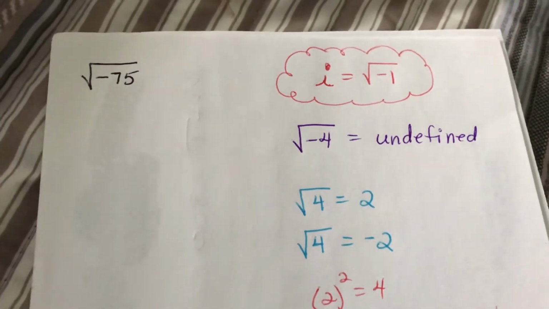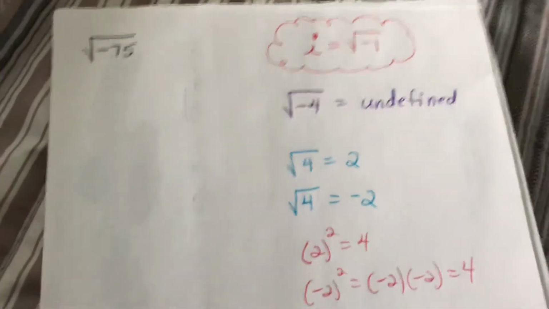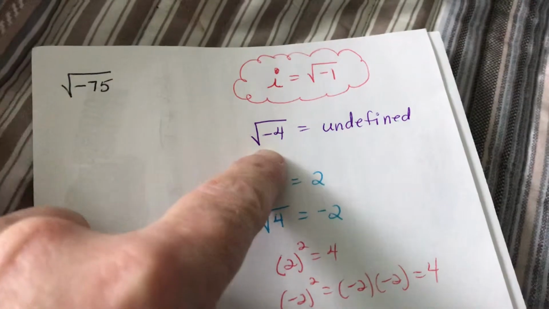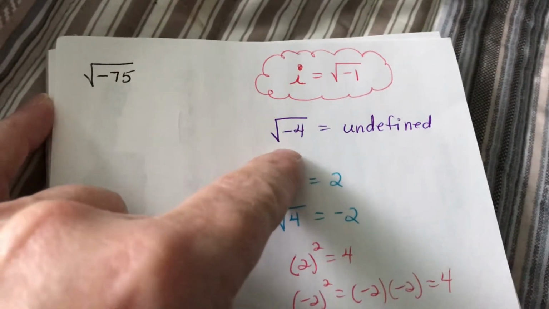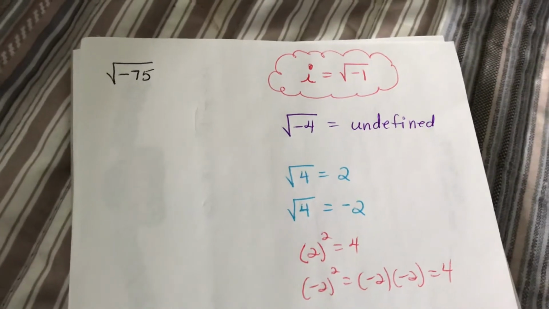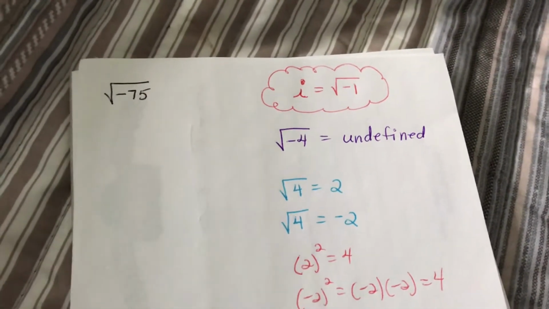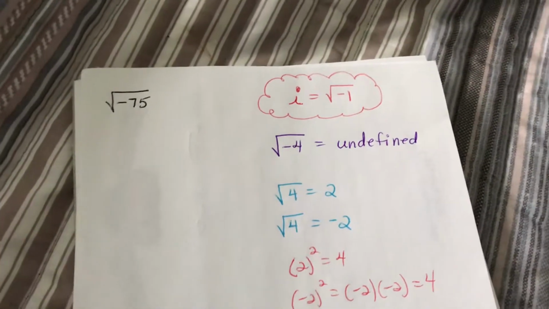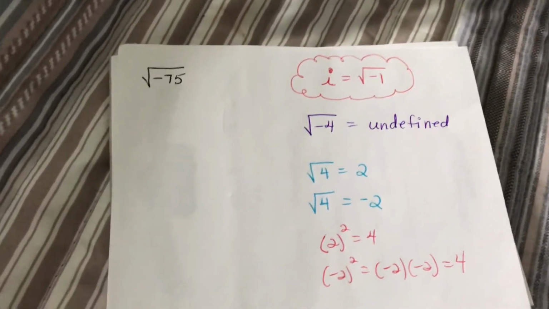Now, before students learned about i, when they would run across a problem like this, the square root of negative 4, if you put negative 4 in your calculator and hit your square root button, you're going to get some kind of an error message because there is no answer to that. So before you learn about imaginary numbers, you would just say the answer is undefined.